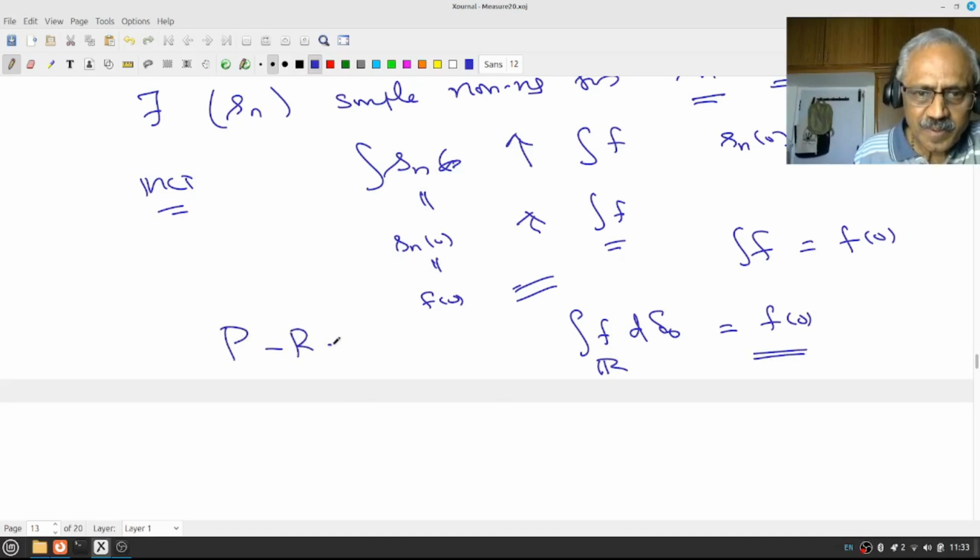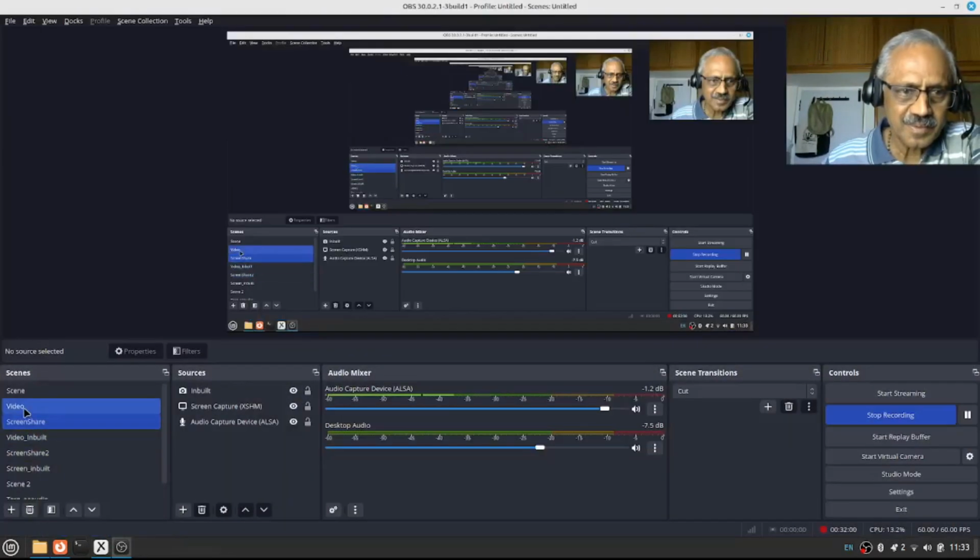Pause, review, proceed. Do you find that very interesting? A very beautiful application of MCT. Yeah? There are other ways of directly proving that the integral of any non-negative measurable function with respect to the Dirac measure at 0 is the value of the function at 0. One can prove it also, but this is a very easy and direct way. Yeah? Very good. And next, a second application.